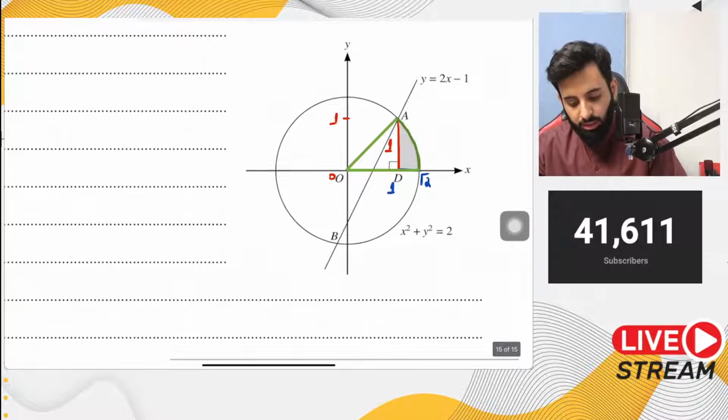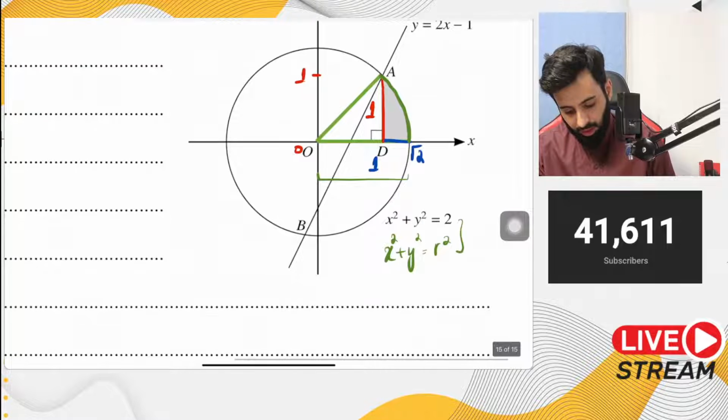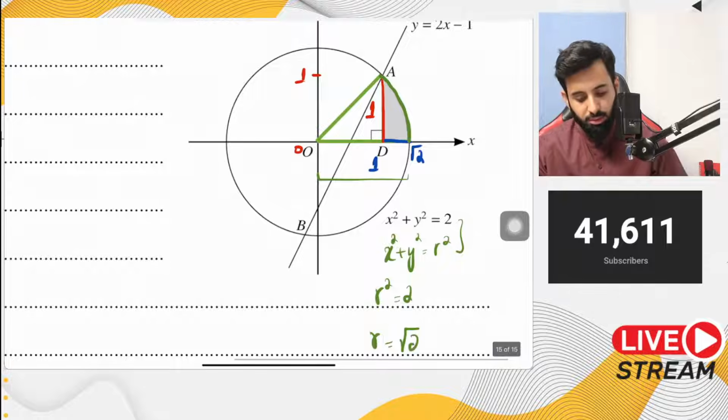Now this sector is such that its radius is equal to what? Under root 2. Why? Because the radius of this circle is under root 2. Notice that x square plus y square equals r square. So if r square equals 2, that means the radius is equal to under root 2.